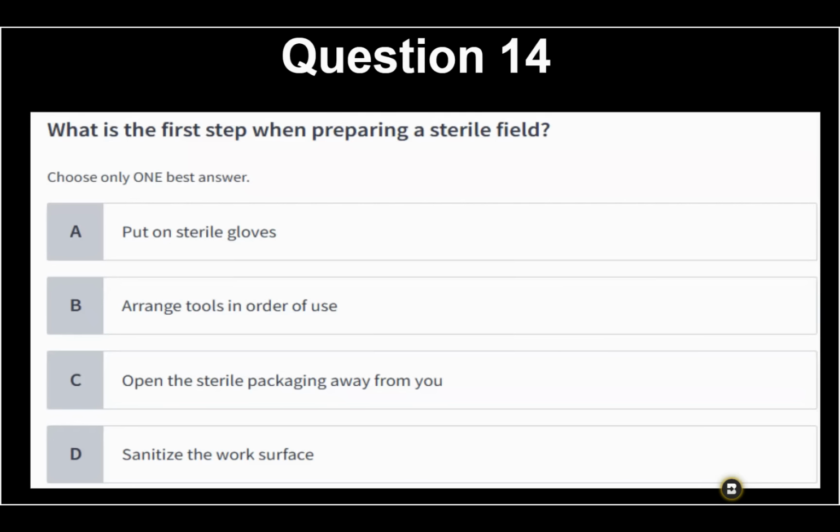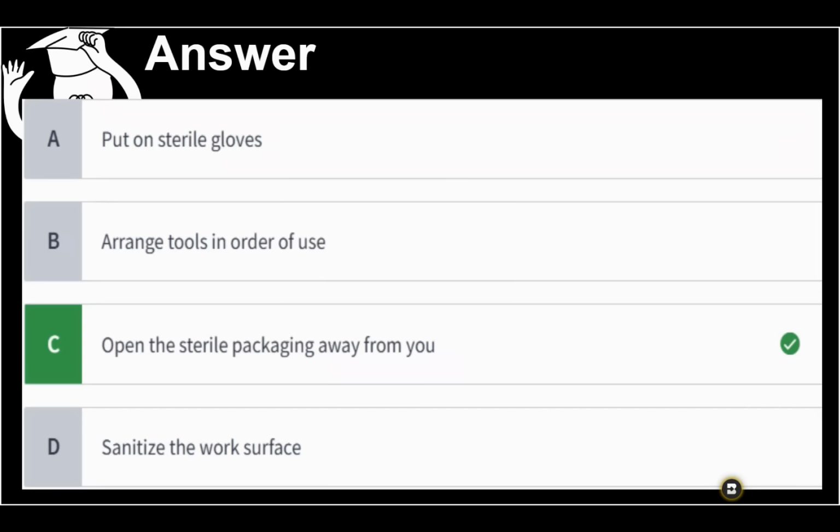Question 14. What is the first step when preparing a sterile field? A, put on sterile gloves. B, arrange tools in order of use. C, open the sterile packaging away from you. Or D, sanitize the work surface. The answer is going to be C, to open the sterile package away from you.